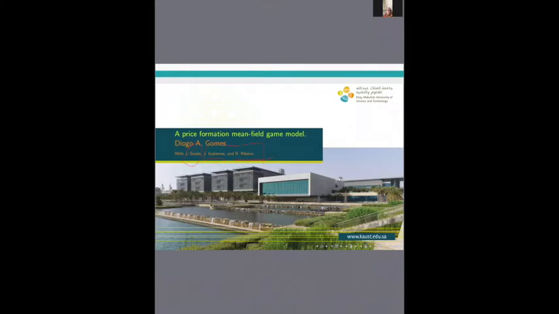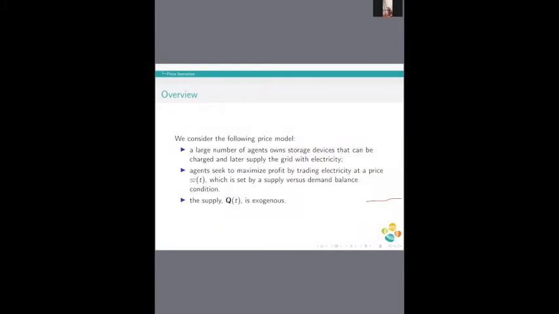So what we are interested in is the following. Our original motivation is that we have a large number of agents, and each agent owns a storage device, maybe a battery, that can be charged and later supply the grid with electricity. And they want to trade this electricity at the price π, and this price is set in such a way that supply balances demand, and the supply is given.